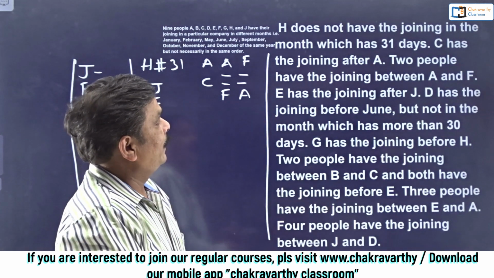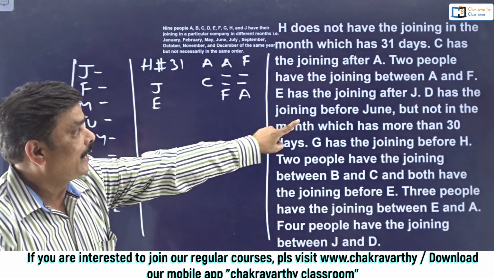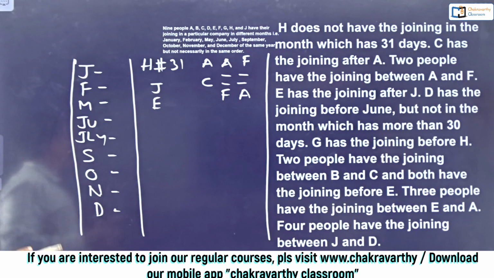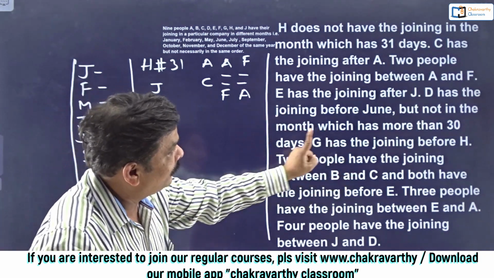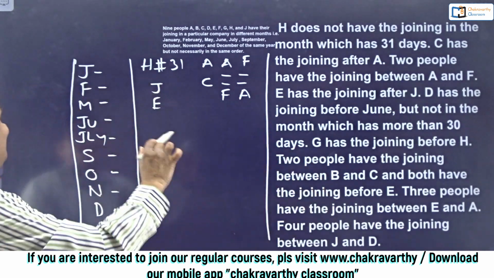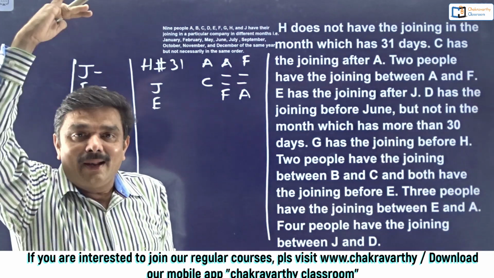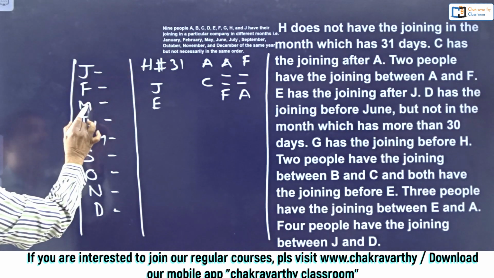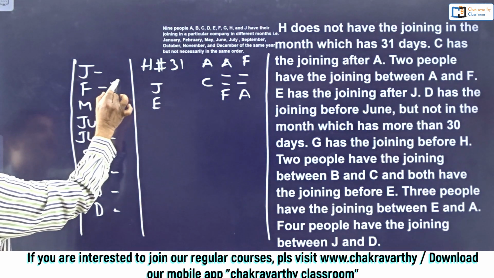Then go for the next one. D has the joining before June. Good information. D has joining before June. Before June, how many months are there? Jan, Feb and May only. Now, D has joined before June, but not in the month which has more than 30 days. Confirmed information. So D should be before June, but he joined that month where less than 31 days are there. Less than 31 means January is ruled out and March is ruled out. So definitely this is Feb only.